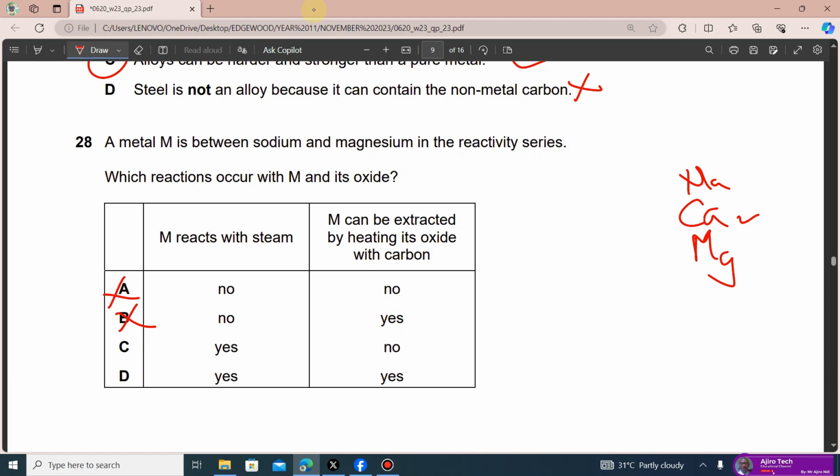Now, can M be extracted by heating its oxide with carbon? No, because carbon will struggle to displace calcium. Because look at the reactivity series, carbon is way below calcium. So it will struggle to displace calcium, and therefore C is the answer.